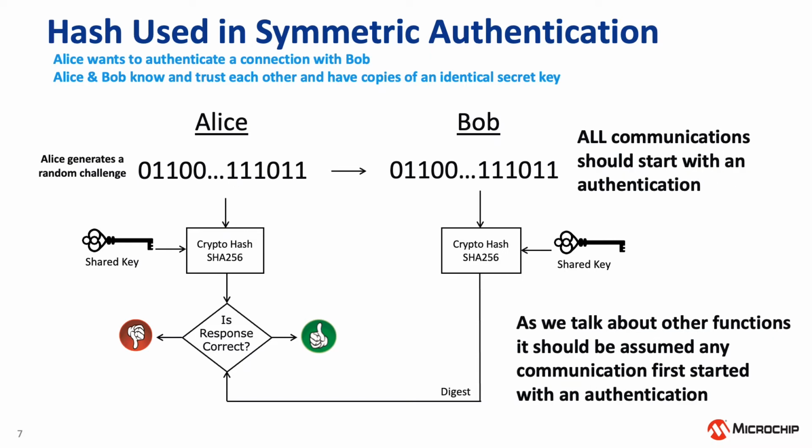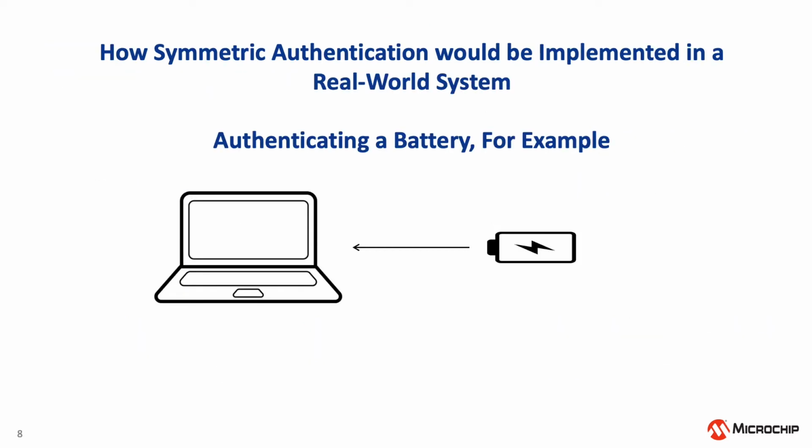Now, this is incredibly important. All communications between any two entities have to start off with an authentication. Now, just for time's sake, as we go through presentations in cryptography, we don't keep repeating this idea. So I want to say that as we talk about these functions, it should be assumed any communications first start with an authentication. Okay, so whenever two entities begin communicating, first they authenticate, and then they continue to do what they need to do. So let's use that example in a real-world system.